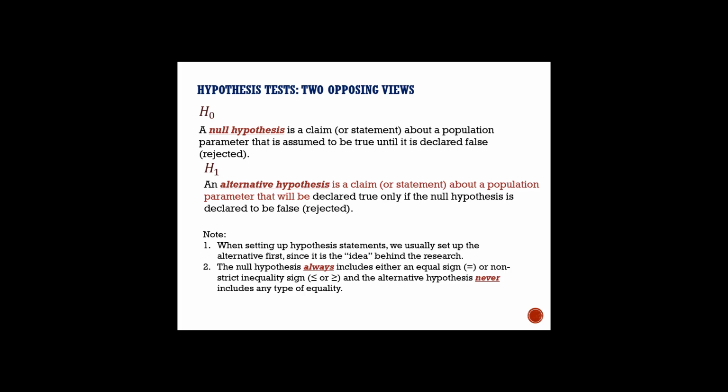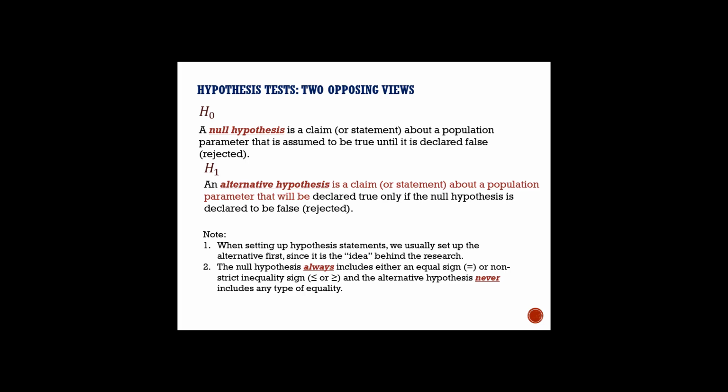In hypothesis testing, you have two opposing views or two opposite views. One is the null hypothesis. We call that one hypothesis 0. The null hypothesis is a claim about a population parameter that is assumed to be true until we can declare it false, until, in other words, we reject it. Your other hypothesis is the alternative hypothesis. Now we call that hypothesis 1.